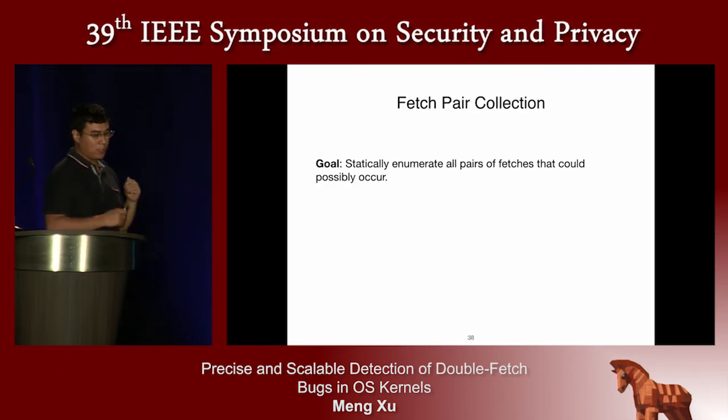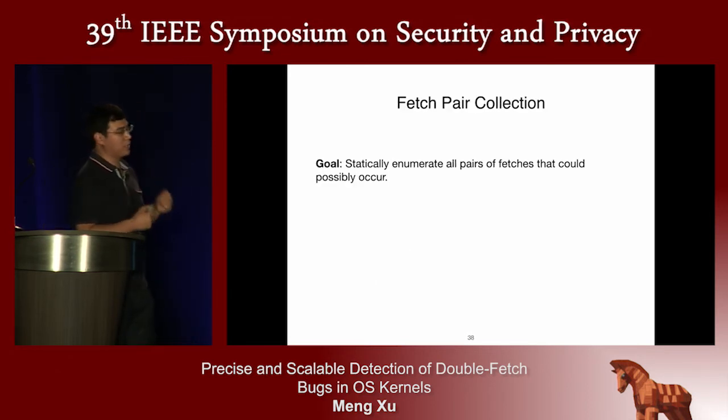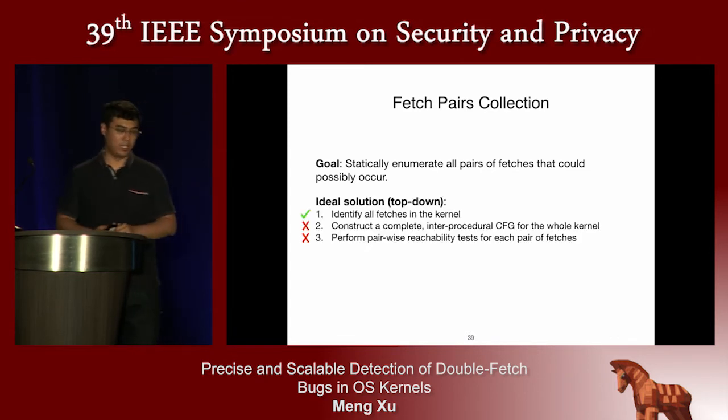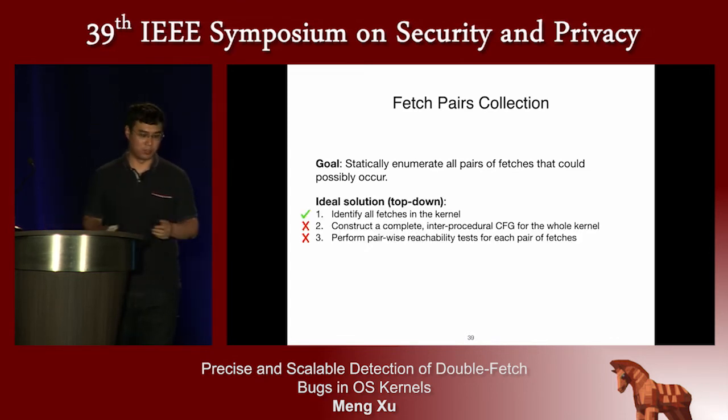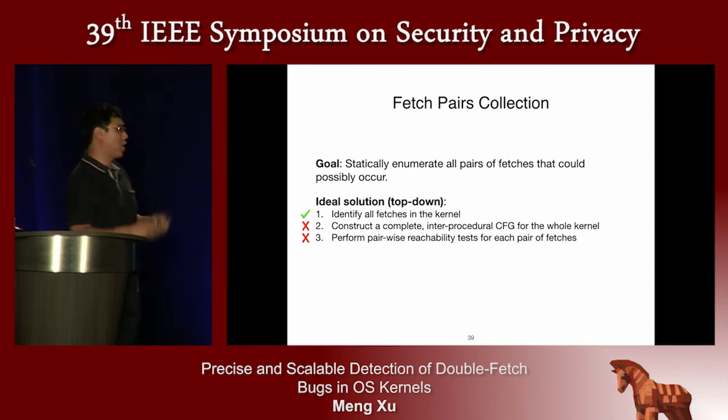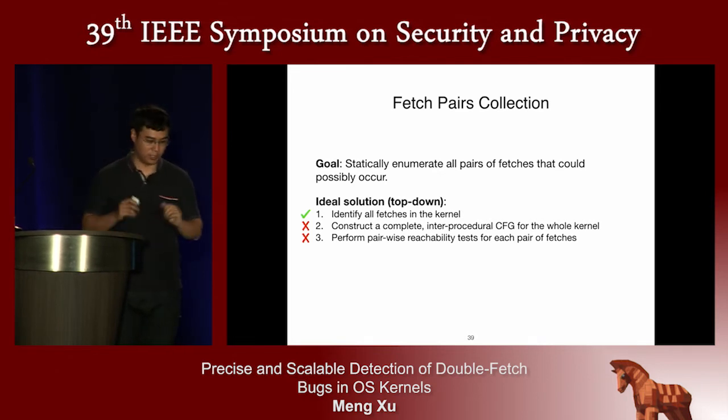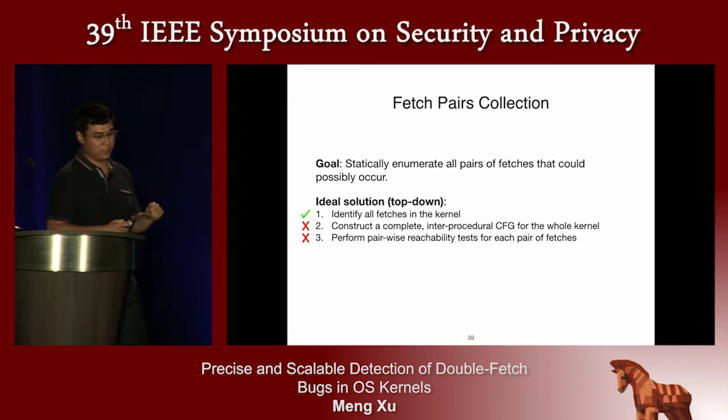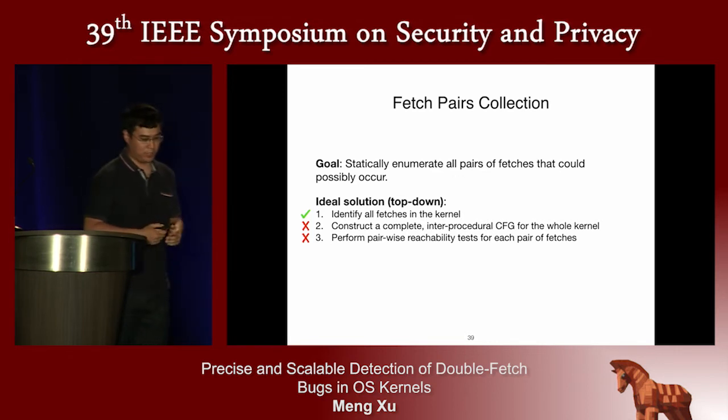So how do we collect the fetch pairs? The goal is that we're going to statically enumerate all the possible fetches that could occur in kernel execution. The ideal solution would be a top-down approach: you identify all the fetches in the kernel, construct a complete inter-procedural CFG of the code base, and then perform a pairwise reachability test. Well, this is the ideal, but it's not really possible right now to do in the kernel.